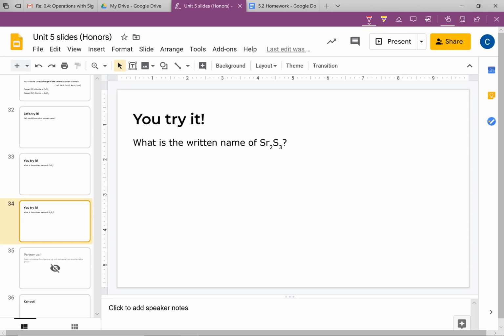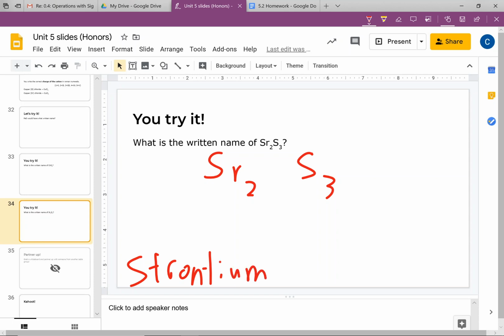Written name, right? We have Sr2S3. So that is strontium, we know. It's a transition metal, so we need a parentheses. And then sulfide, right? We know we have sulfur in there. Okay. Let's figure this out here.